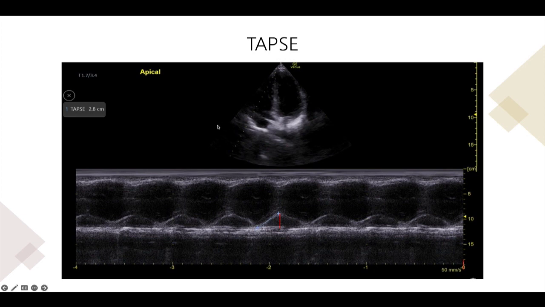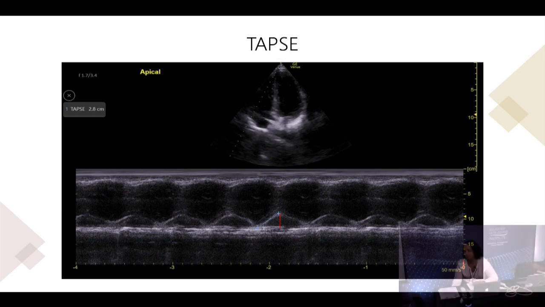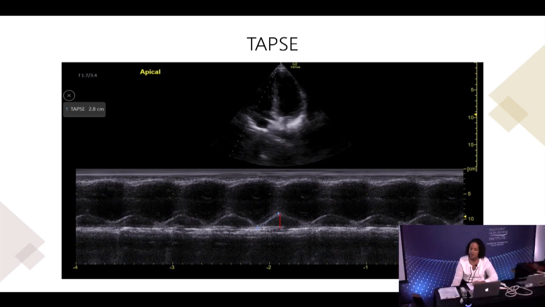And a TAPSE less than 1.6 centimeters is actually consistent with right heart strain. So a normal TAPSE is 1.6 and above, and that would tell me that there's normal motion. If it's below that, then I'll be concerned that there's some right heart strain. This one is actually about 72% sensitive for PE and 66% specific for PE, so not so specific. However, in a patient with tachycardia or hypotension, the specificity can go a little higher, to like the 90s.